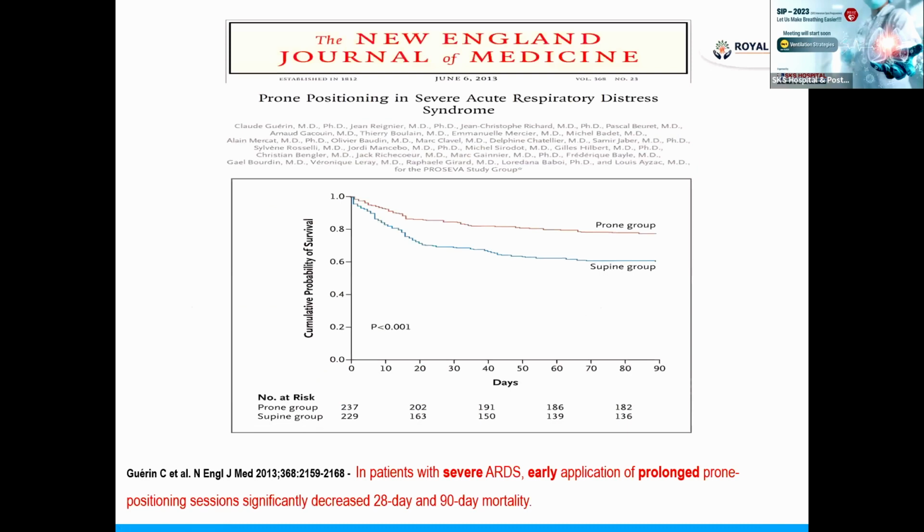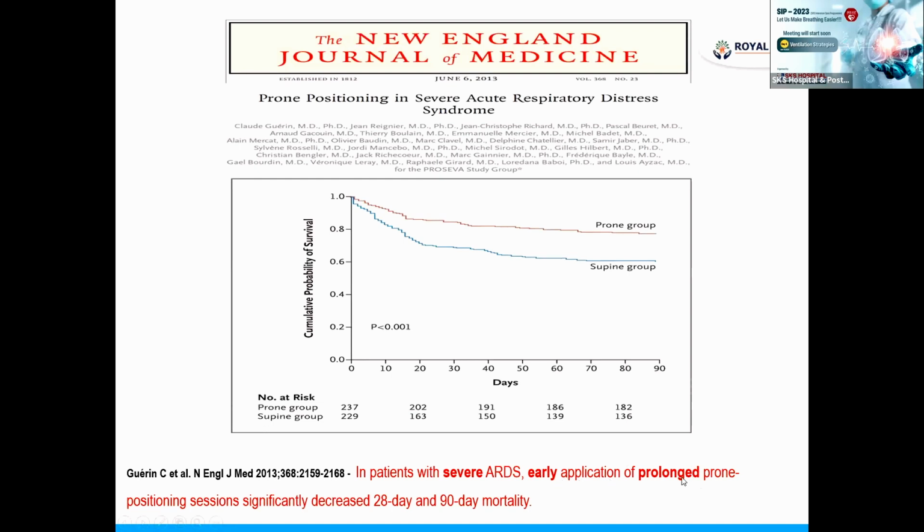So the evidence that we have, this is a very good study done in 2000, published in 2013 by Guerin et al. This showed that prone position had a very significant improvement in mortality. But the important thing is it was done in severe ARDS patients. Early application of prone positioning was done and prolonged prone positioning sessions were done. That is, prone positioning was done at least for 12 to 14 hours every day. So we suggest if you are going to use prone positioning, do it early in the stages of ARDS.